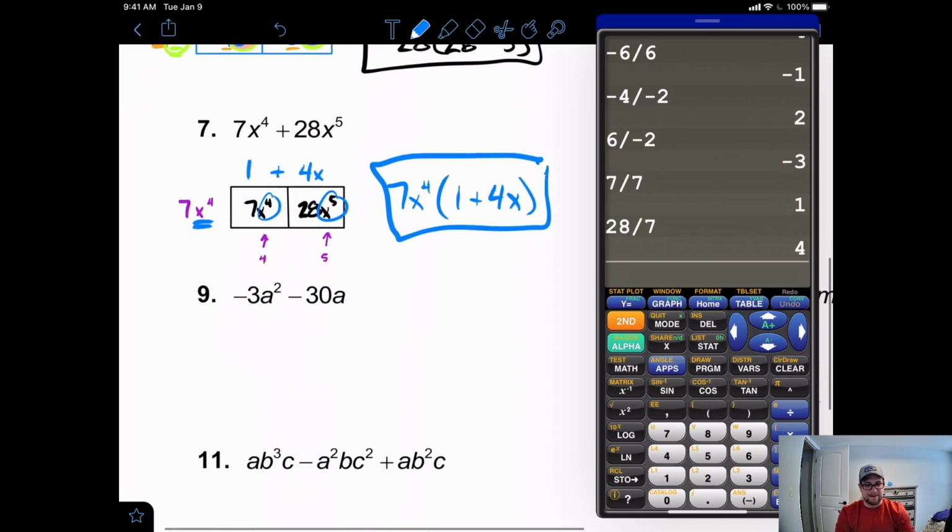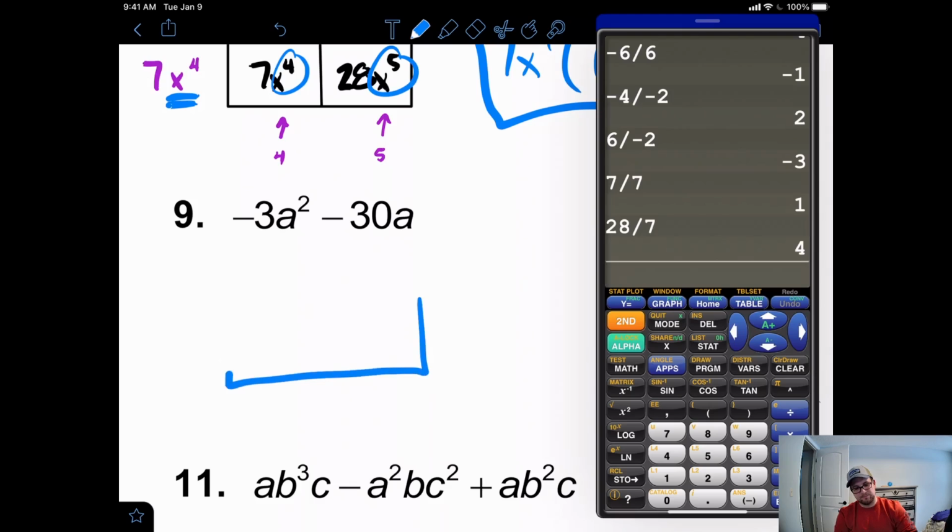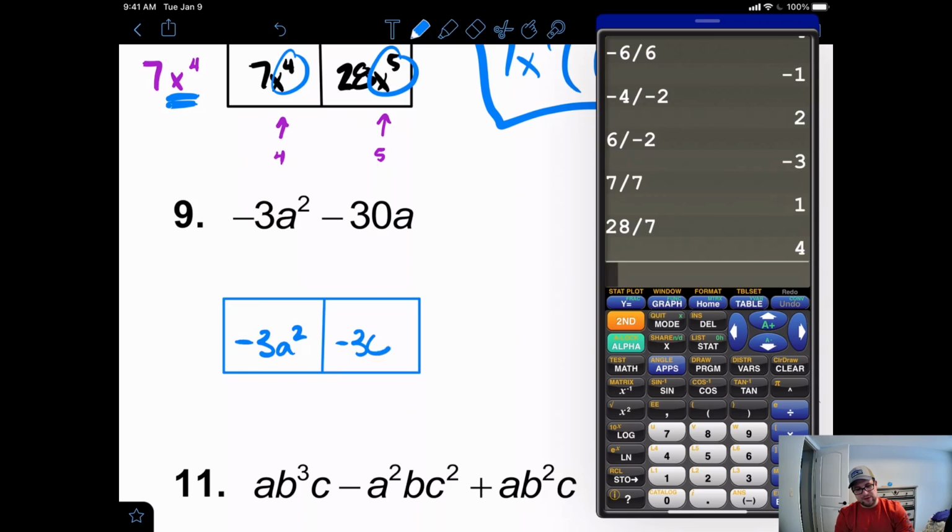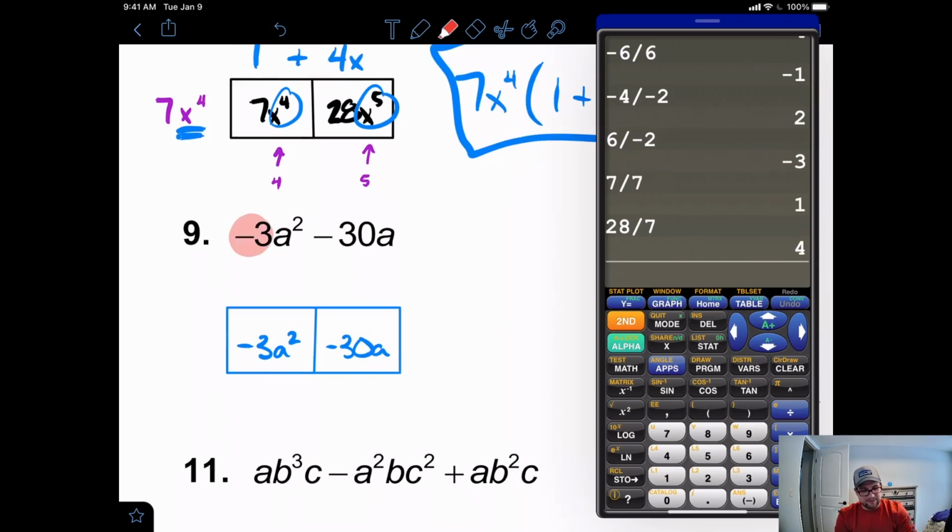Let's look at problem number 9. On problem number 9, we're going to start by making our box. We'll have our negative 3a squared here, and our negative 30a here. Now, remember, if the first term is negative, like this one is, we need to make sure we pull out the negative. Looking at this problem, what number goes into 30 and 3? Hopefully you come up with the answer of, well, 3 does. Since this one's negative, we're going to make sure we pull out a negative. We only do this if the first box has a negative in it.